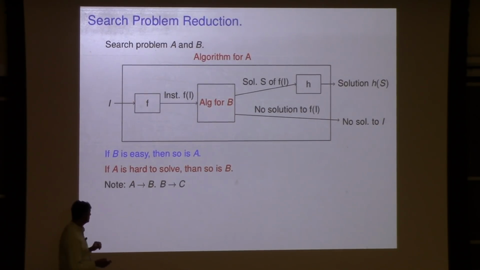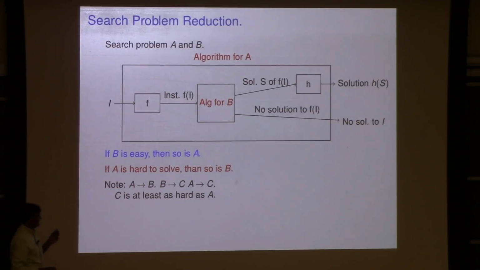And B is reduced to C. Now, does that tell you, can you reduce A to C? Yeah, you just replace this box with another box that looks the same, where you have A with B and where you have B with C, right? It's all fine. C is at least as hard as A.